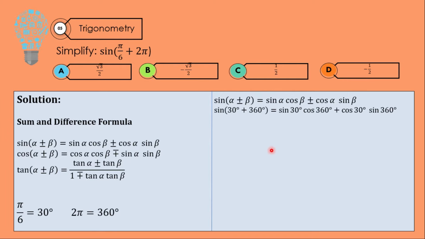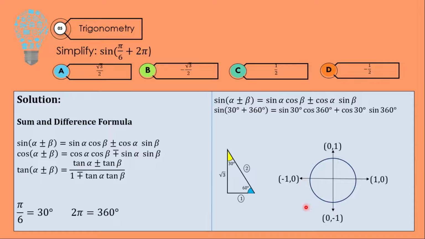Now, using the 30-60-90 rule, we're going to determine the value of sine 30 degrees. For sine 30 degrees, we have its opposite 1 and the hypotenuse is 2, so we have 1/2. And for cosine 360 degrees, let's refer to the Cartesian plane. Cosine is equal to x and 360 is on the x-axis, thus it is equivalent to 1. For cosine 30 degrees, we're looking for the adjacent and the hypotenuse. Our adjacent here is square root of 3 and the hypotenuse is 2, so we'll have square root of 3 over 2. And for sine 360 degrees, since it is on the x-axis and sine is 0 on the x-axis, therefore sine 360 is equivalent to 0.